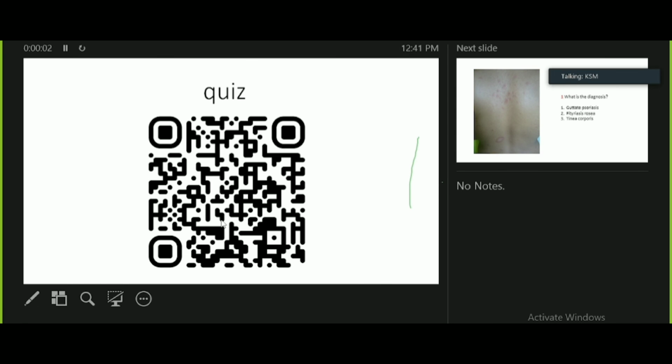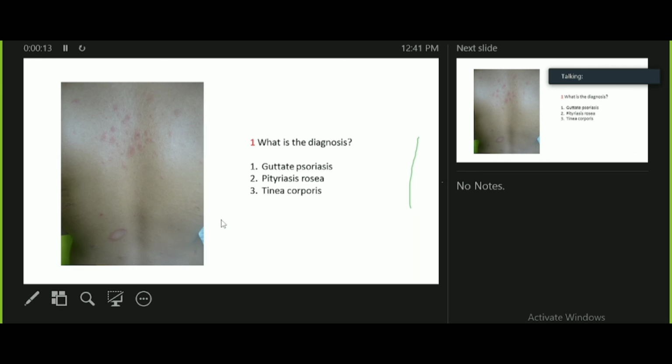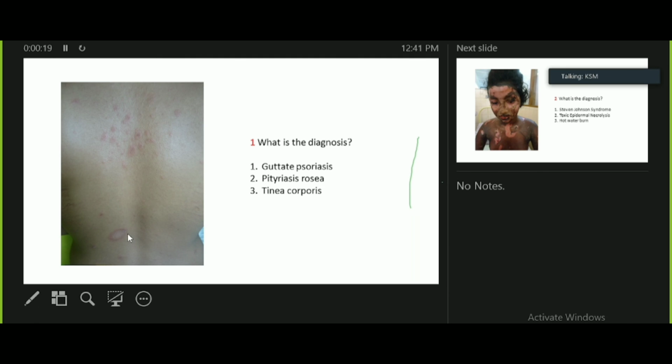So let's see. Okay. So what is the diagnosis here? Pityriasis rosea. You see the herald patch, the large mother patch with a collarette of scale, and the daughter lesions here, papules and plaques with erythema.